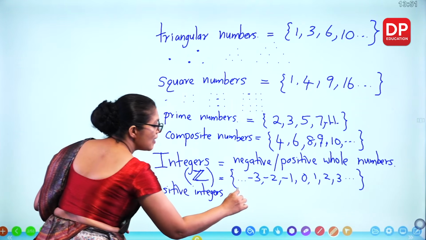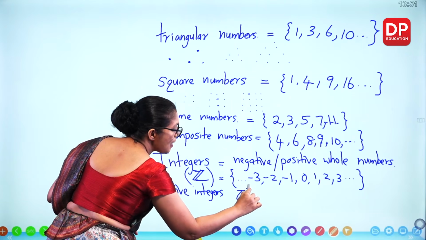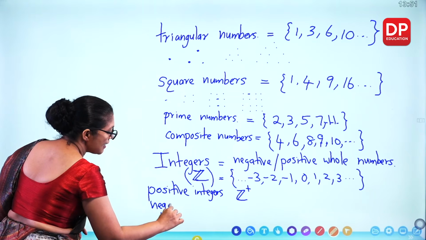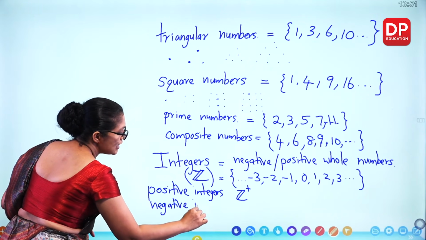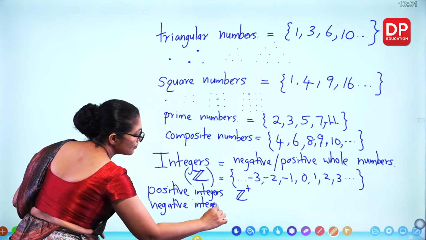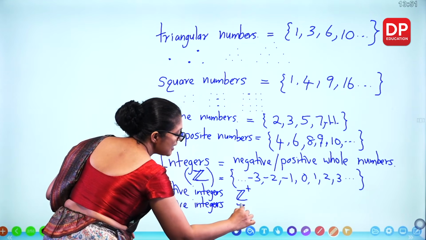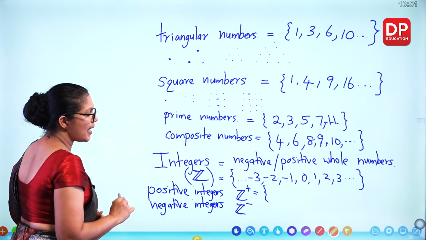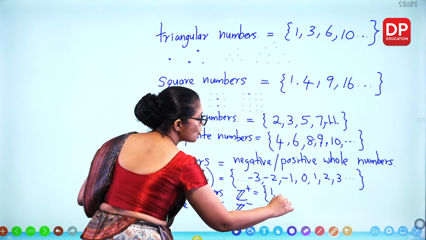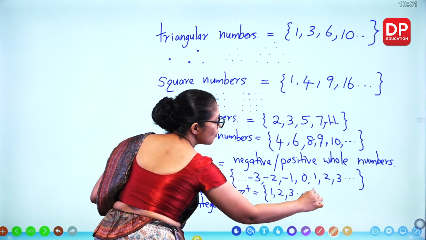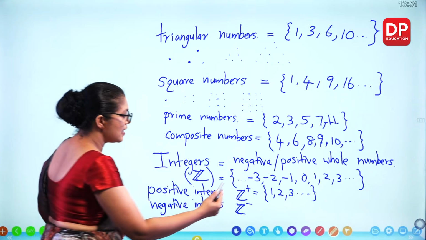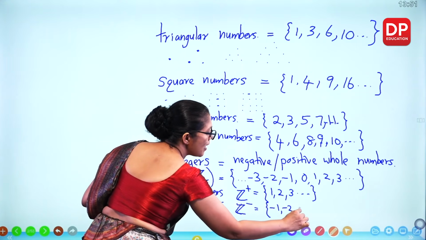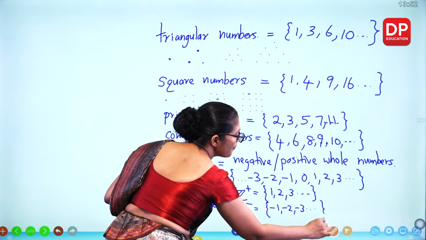So what's the symbol? We use Z plus. And the other one we call negative integers. So what do you call that? Z minus. So we can write down the set as Z plus is 1, 2, 3, and so on. And what about negative? Negative I can write starting from -1, -2, -3, and so on.